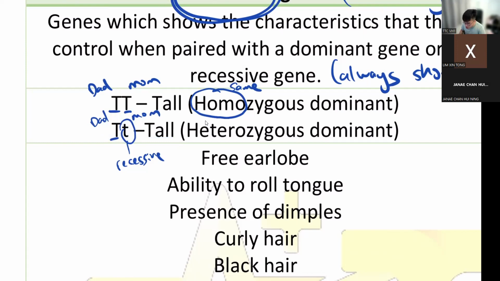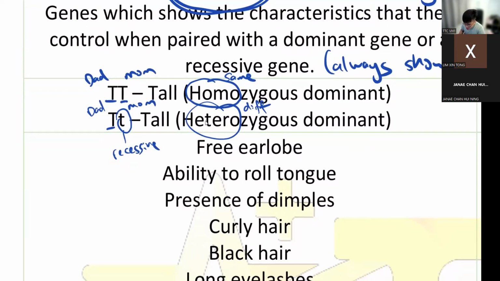In this case, we call you a heterozygous dominant. Hetero means different. If you are heterosexual, it means you like the opposite sex. You are a girl, you like a guy, you are heterosexual. Like I am heterosexual because my wife is a girl, obviously. So this is your heterozygous dominant. Both are dominant because both are tall. It's just that one is big T, one is small t.